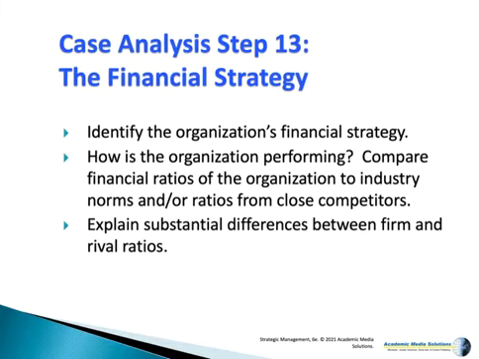The key here is to explain the substantial differences between the ratios for your firm and those for the industry averages or your rivals. And when I say explain, I don't mean say that your firm has an asset turnover ratio of 2.3 and a competitor is 2.7. That's not explaining. That's just showing a calculation. You want to get behind the numbers where there are significant differences and explain what's going on in those ratios to produce that type of difference.